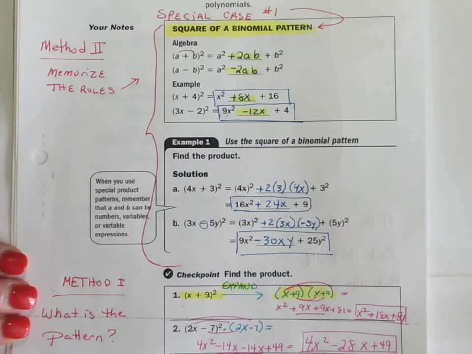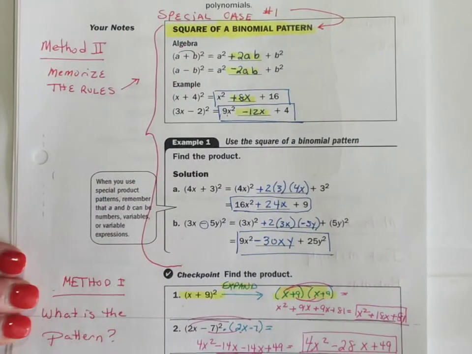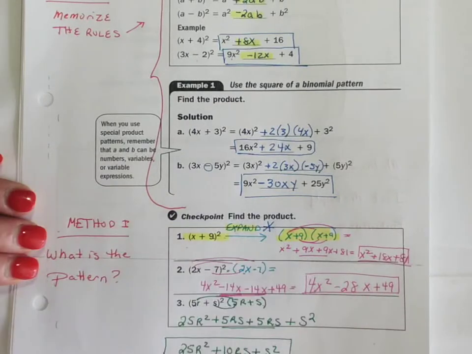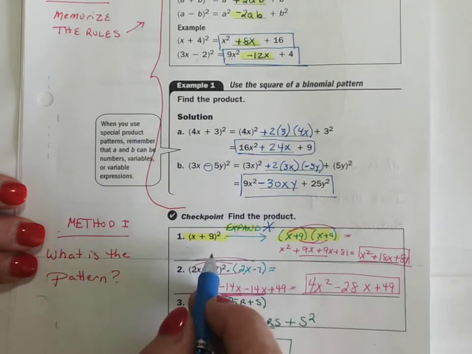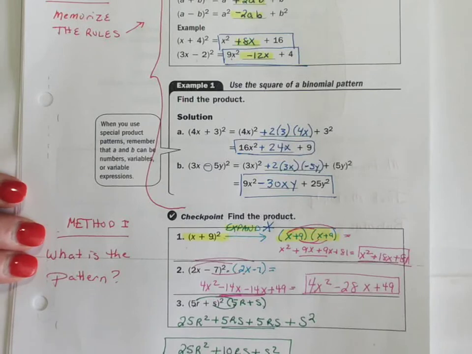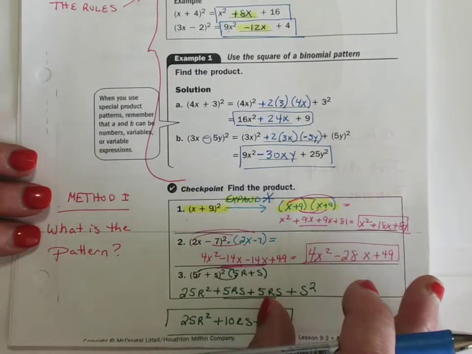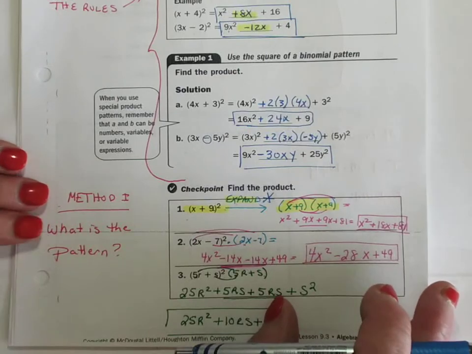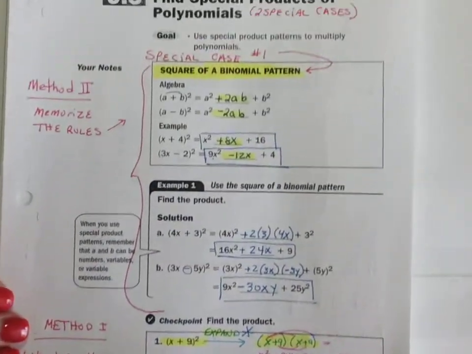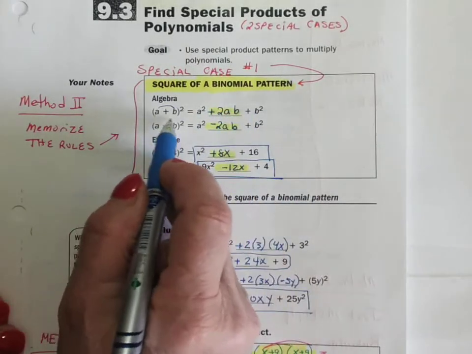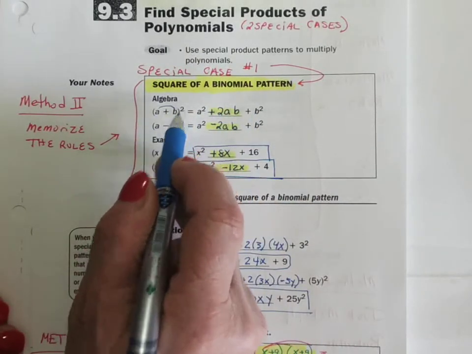Right? So you can either memorize these rules or just expand it into two binomials and you won't make any mistakes. So that's the first special case. The first special case is the square of a binomial pattern. So we are squaring this binomial.